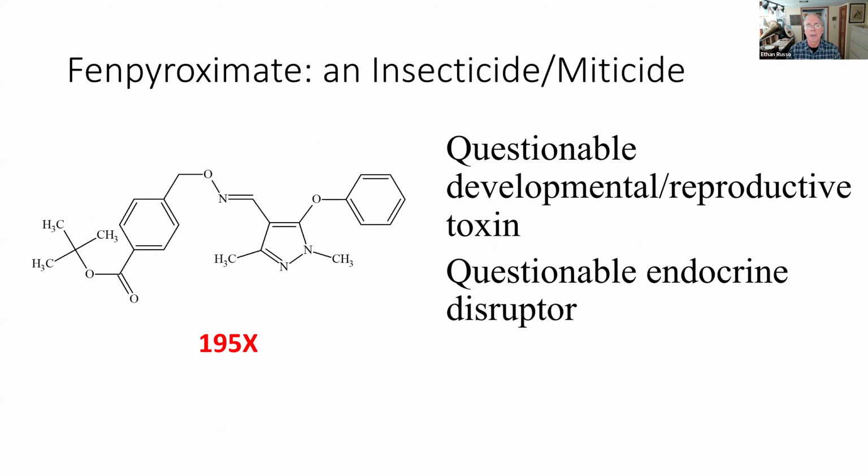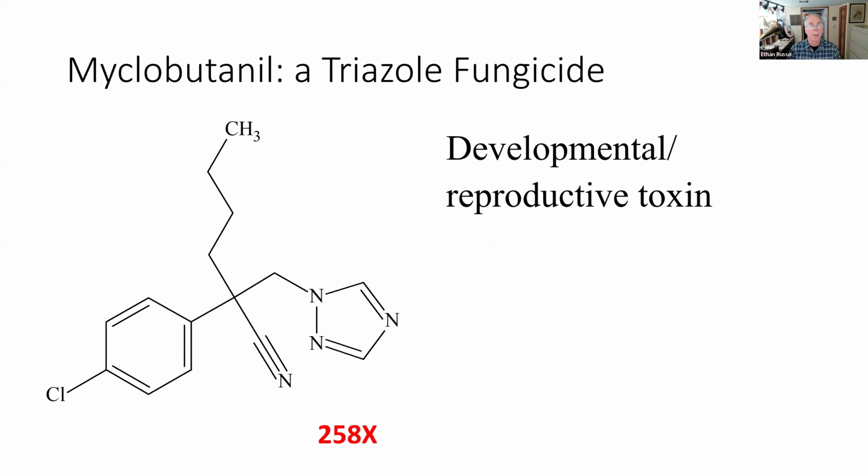Fenpyroximate, an insecticide miticide, as you see, again, developmental reproductive toxin and possible endocrine disruptor. Myclobutanil was very popular, a developmental and reproductive toxin.